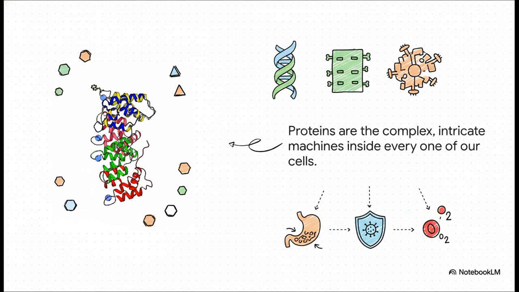Just think about this for a second. Inside every single one of your cells, right now, there are millions of these intricate little machines called proteins. They're the microscopic workhorses doing pretty much every job you can think of, from digesting your food and fighting off viruses to carrying oxygen through your blood. Put simply, they are absolutely crucial for life.